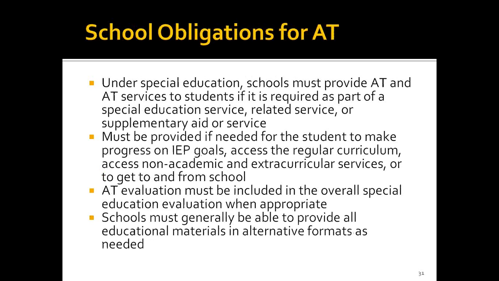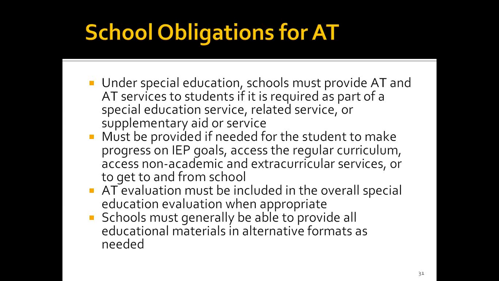Schools are obligated under special education to provide assistive technology if it's required as a special education service, a related service, or supplementary aid and service. And again, those can also be things under 504. The basic standard is that if the device is needed to help the student make progress, either in IEP goals or in the general curriculum, that is something that would normally be required. That's the standard: if the student doesn't get this device, are they going to be able to make progress on their IEP goals or in general curriculum?